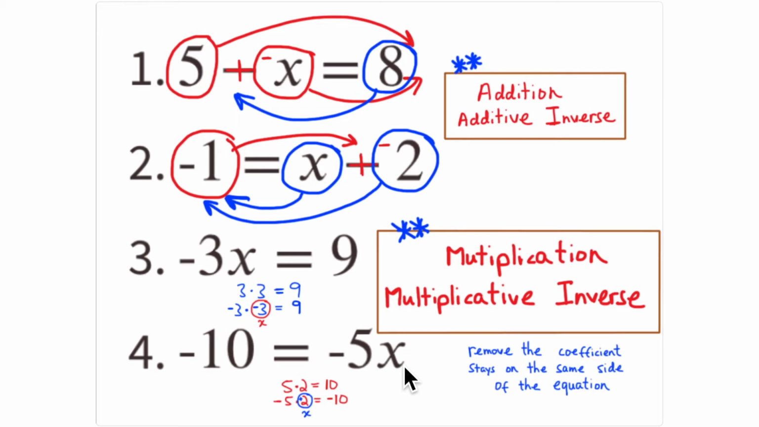So we remove the coefficient, but notice that x, that variable, stays on the same side of the equation. Up here, we're moving things back and forth, and you can even move the x's back and forth. Here, these two, that x stays on the same side, and you just get rid of the coefficient.